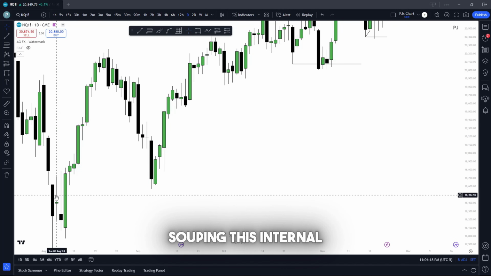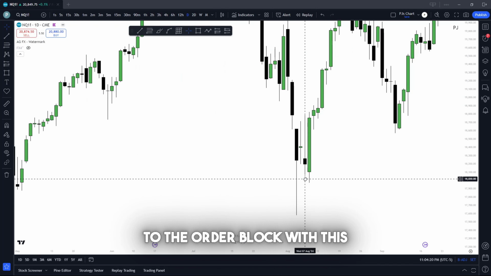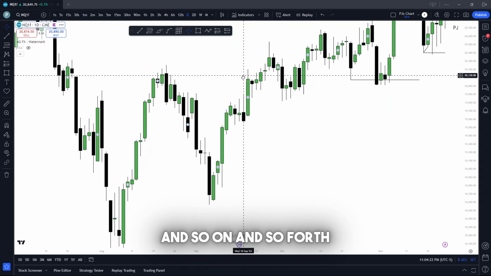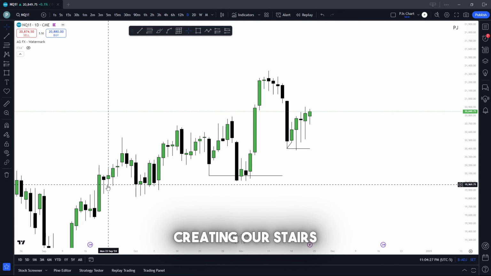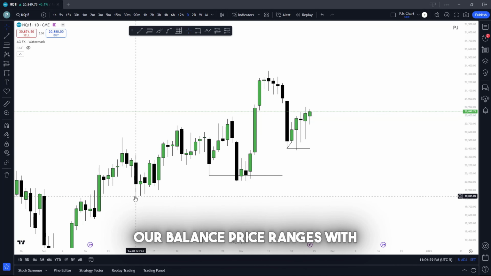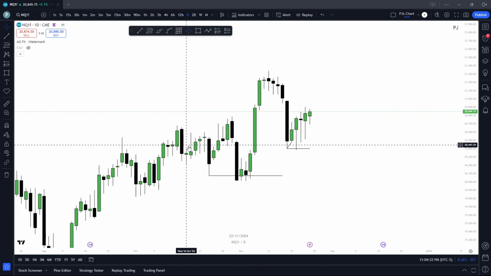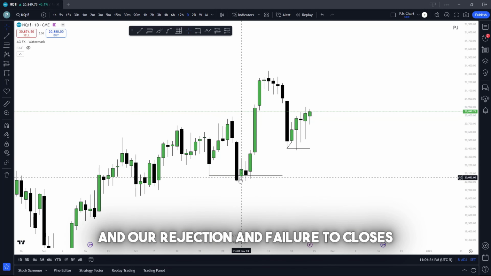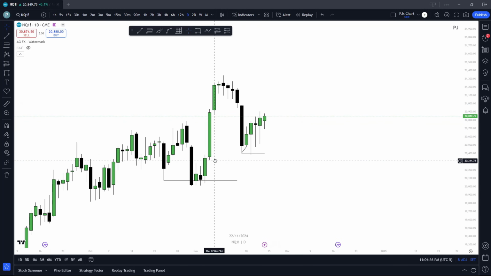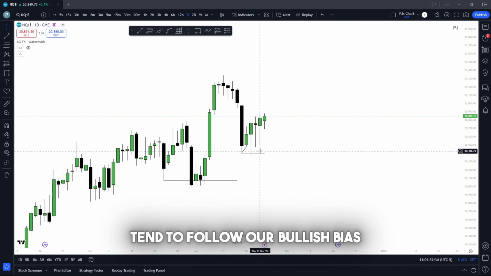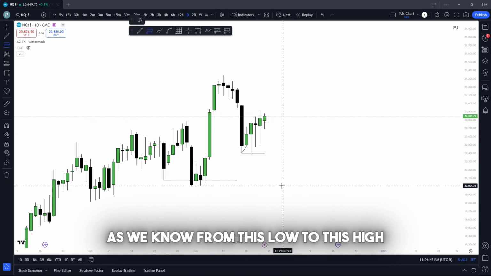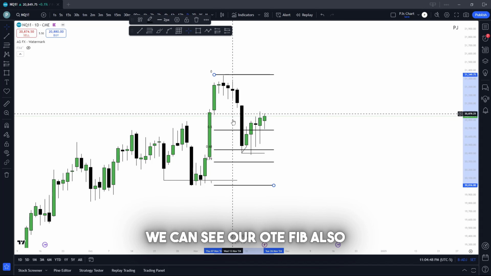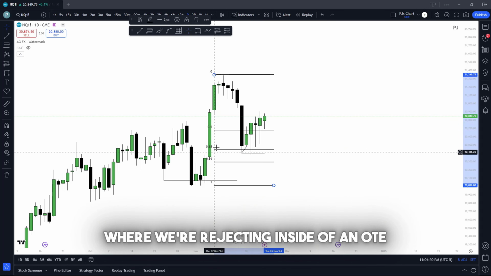Souping this internal to the order block, with this sweeping a low out to the left, and so on and so forth. So we have a narrative for continuing higher, creating our stairs, our balanced price ranges with internal to external, with an OTE jab, and our rejection and failure to closes. So nothing other to do than to follow our bullish bias and be able to position ourselves in a discounted price leg. As we know, from this low to this high, we can see our OTE fib, also where we're rejecting inside of an OTE.